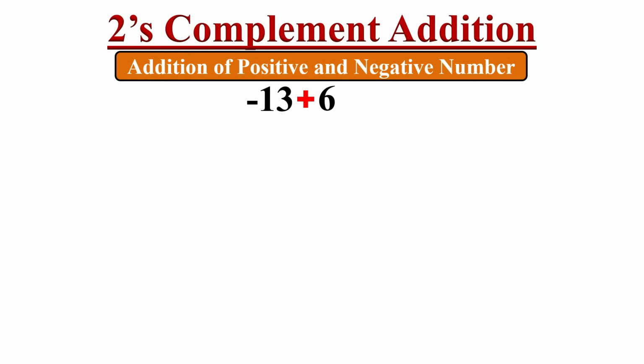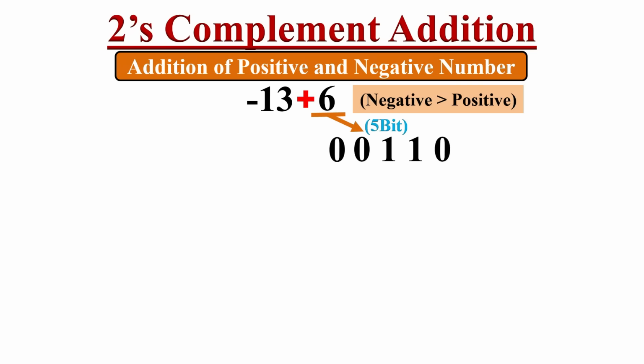Addition of negative and positive numbers. Minus 13 plus 6. Unlike the previous example, here the negative number is greater than the positive number. First of all, we can easily represent this plus 6 in 5-bit form. That is 00110. Here MSB is 0, which indicates positive number.